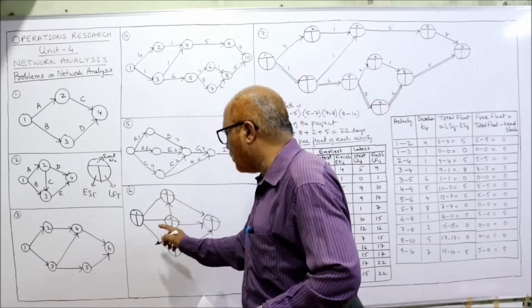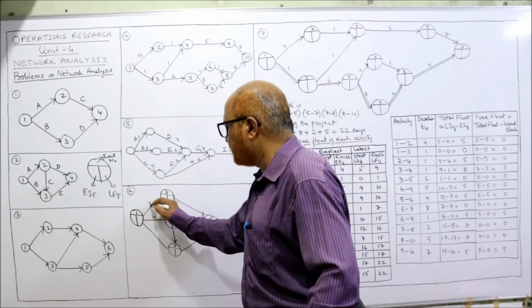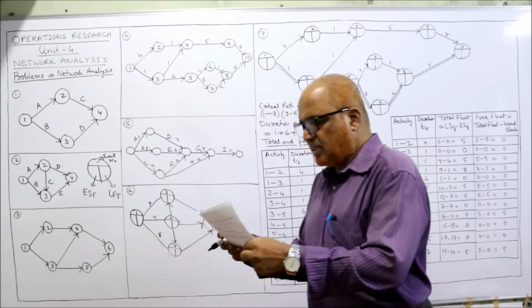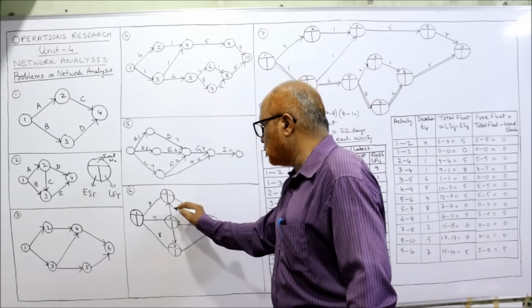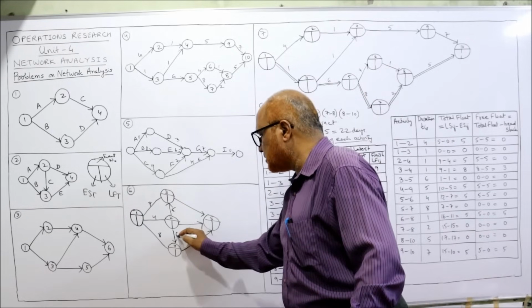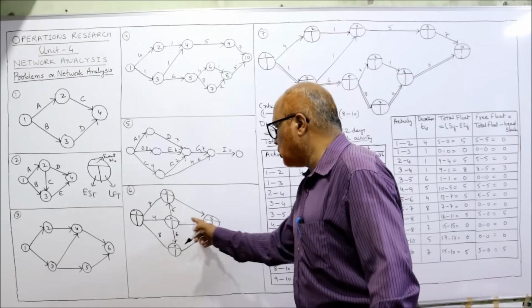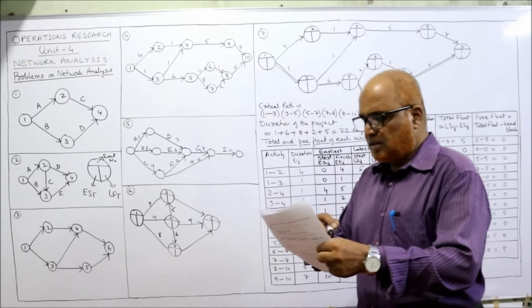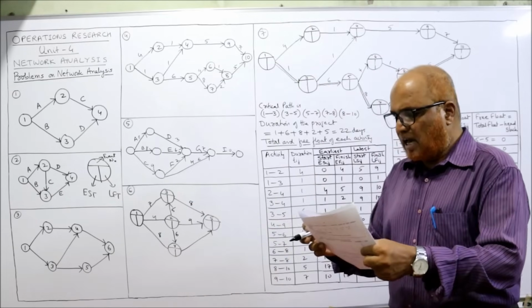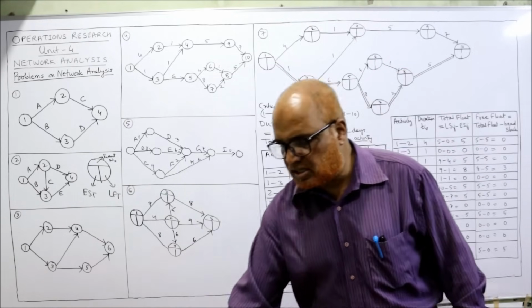It is 4. 1 to 2 it is 4. Then 1 to 3 it is 7. Then 1 to 4 it is 8. Then 2 to 3 is 5. Then 2 to 4 is 6. Then 2 to 5 is 9. Then 3 to 5 is 8. And last, 4 to 5 is 6. These are the durations given.